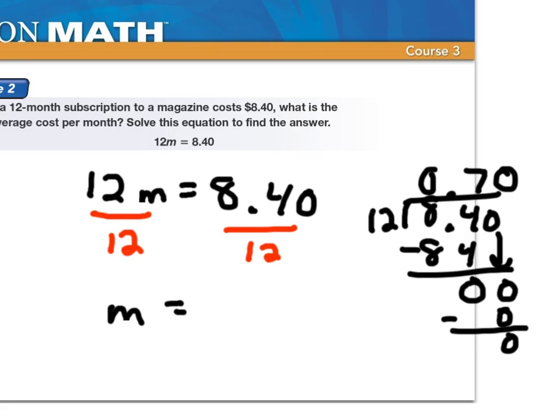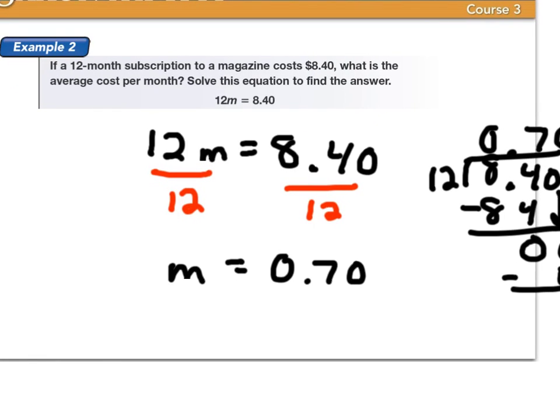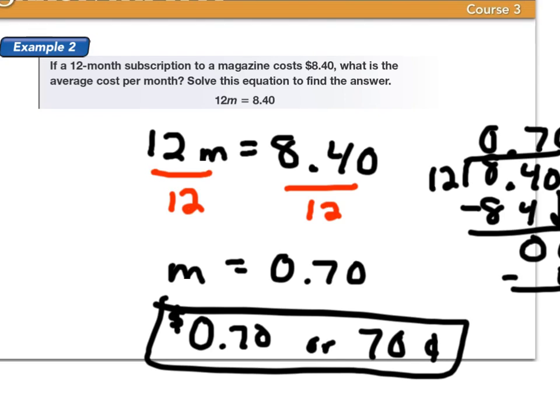So m equals 0.70. That's our answer to the equation. Now we need to answer the question. The question said, what is the average cost per month? So my answer should be 70 cents. Okay? I can write it like that, or 70 cents. Either way. Again, for these word problems, make sure you answer the question at the end, after you solve the equation. Alright, let's keep on moving on.